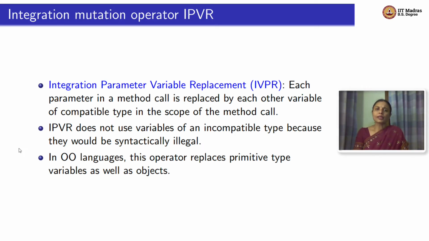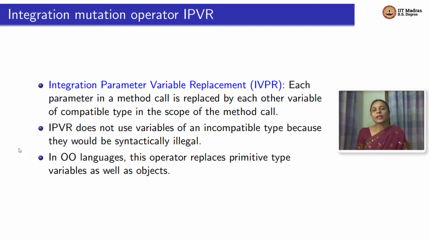So you could replace these variables x and y with some other variable of compatible type that lie within the scope of that method call. So if method A calls method B with parameters x and y, you could replace x and y with some x prime and y prime, provided the program still compiles. It should be of compatible type. Remember, the mutant which results by replacing x comma y with x prime y prime should still be syntactically valid, should be compilable.